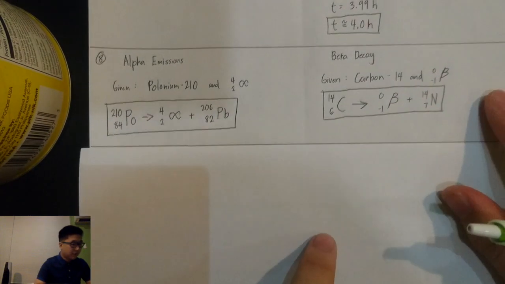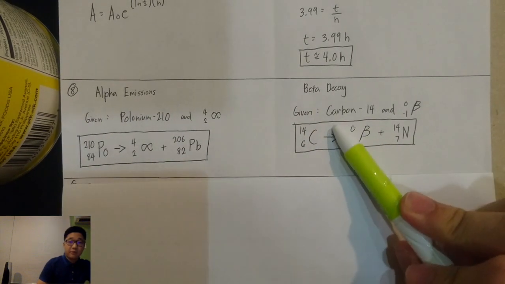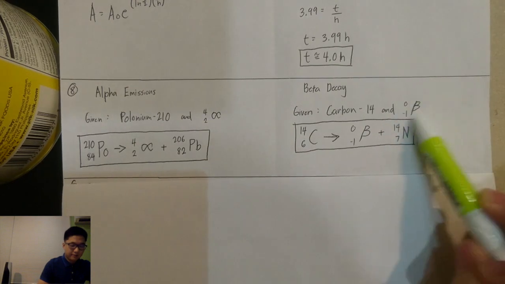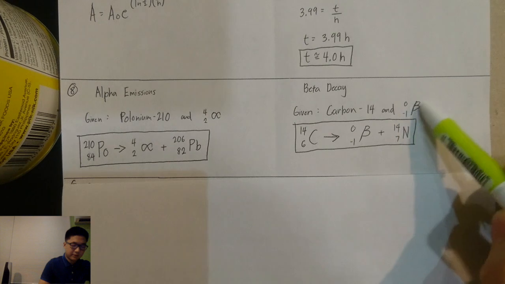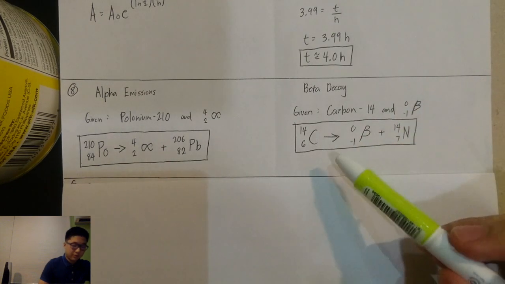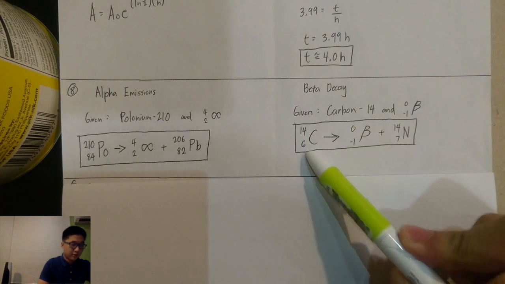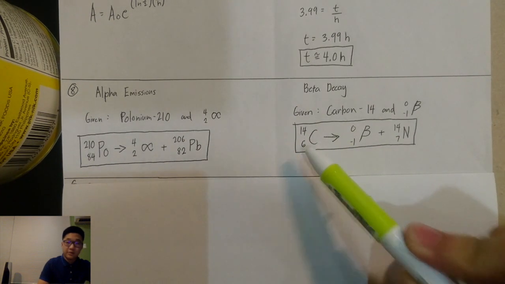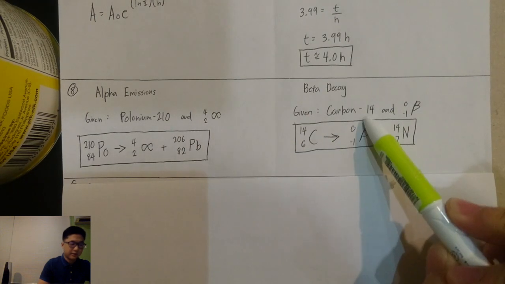So okay, now let's move on to beta decay. The given is carbon-14. 14 again is the mass number, and beta. Here we have a -1 and 0 beta. So again, what we do is we put first the carbon here. With carbon, we put the number of protons, which is 6, and we put the mass number here, which is 14, and it's a given.